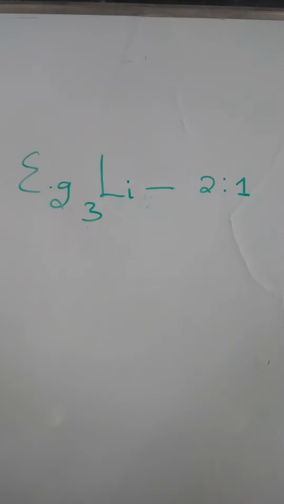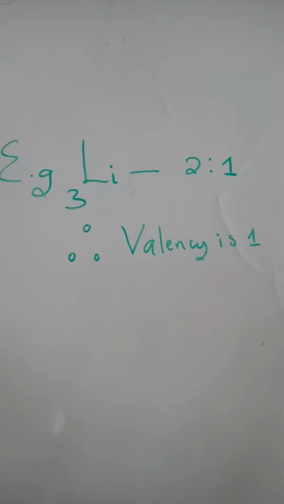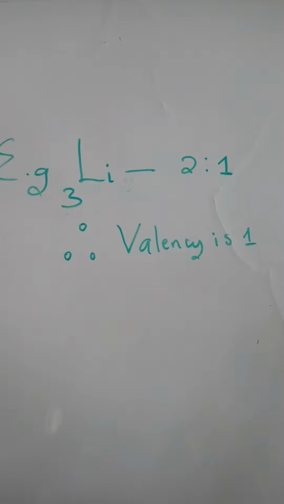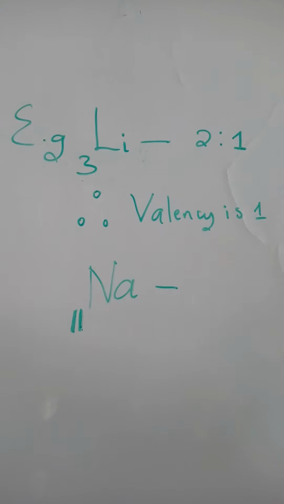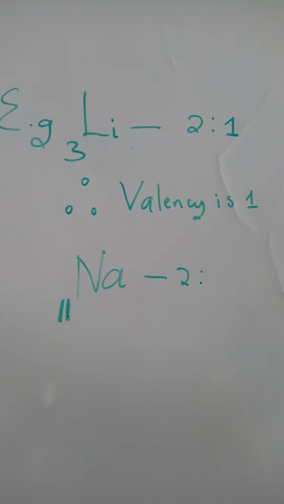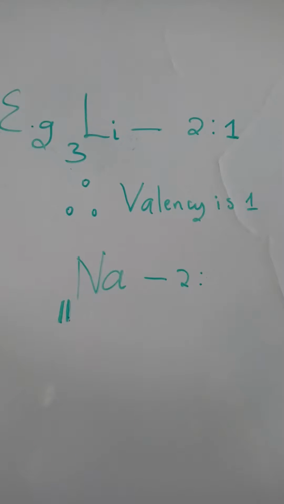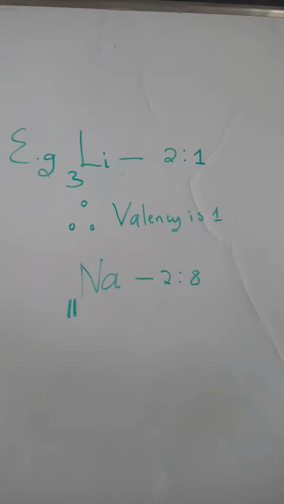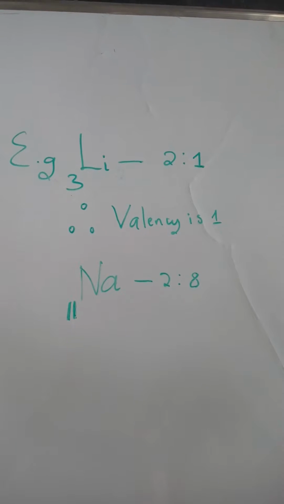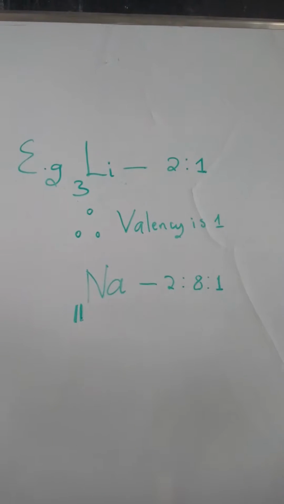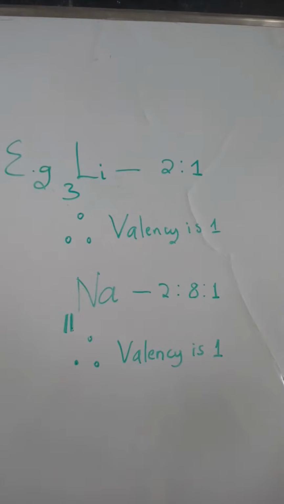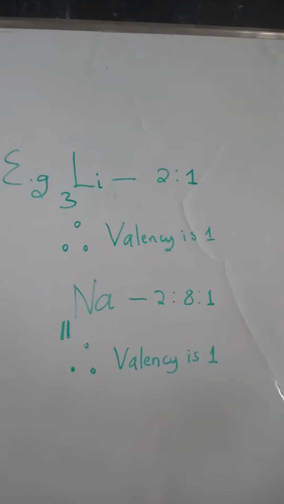For example, lithium has one electron in the outermost shell. Therefore, valence is 1. Sodium has 11 electrons. The innermost shell is occupied by 2 electrons. The middle shell has 8 electrons. The outermost shell has 1 electron. Therefore, the valence of sodium is 1.